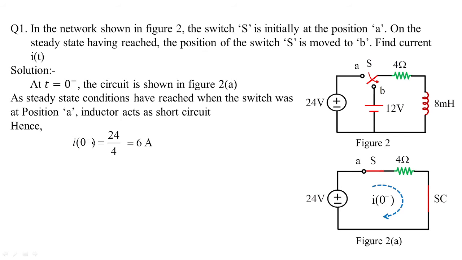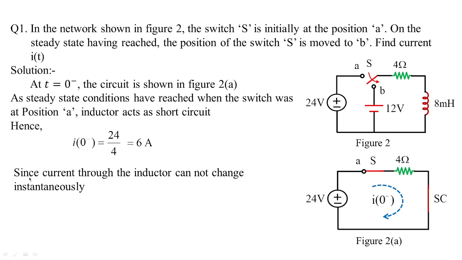Now this is the value of current, and what is the standard property of inductor? That the current in the inductor cannot change instantaneously. Means what? Immediately after switching also, तब का तब अगर पोजीशन A से पोजीशन B को अगर स्विच मूव करता है तो इंडक्टर के अंदर जो भी करंट है या जो भी कंडीशन ऑफ करंट ऑफ इंडक्टर है वो चेंज नहीं होगा. It means what? I of 0 plus will also remain as 6 amperes. So I of 0 plus also will be equal to 6 amperes.